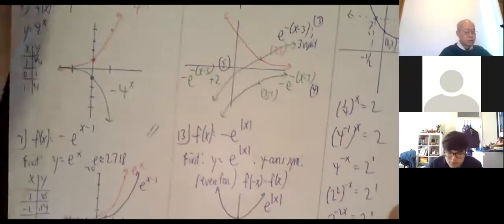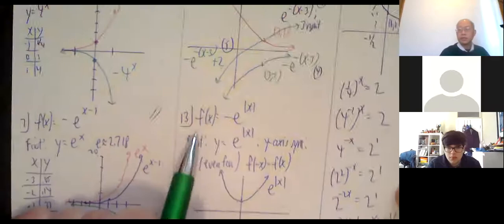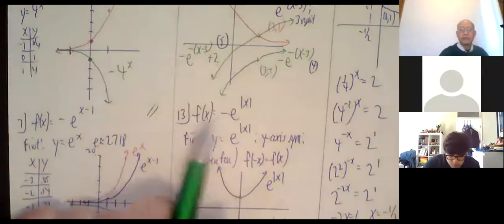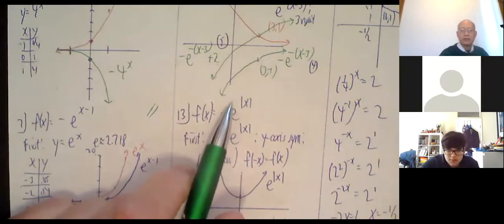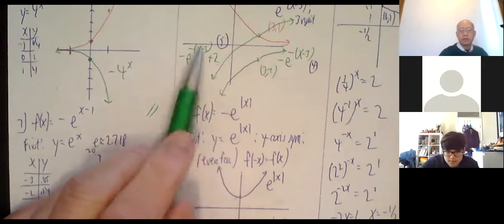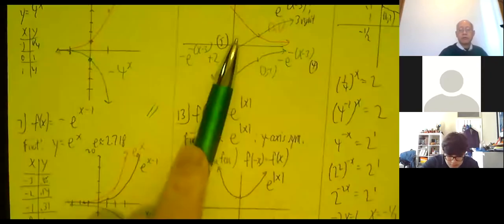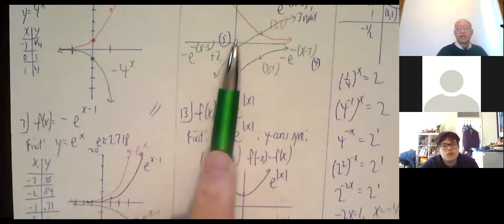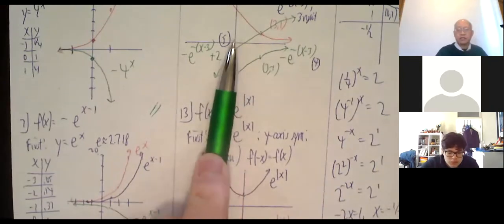Okay, then 13, f of x equals negative e to the absolute value of x. So let me start with e to the absolute value of x.